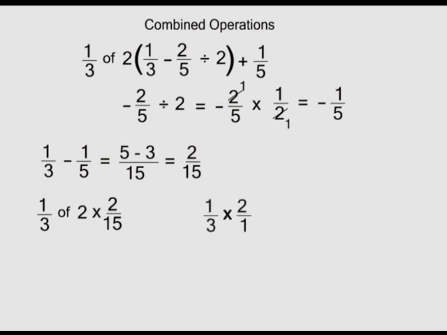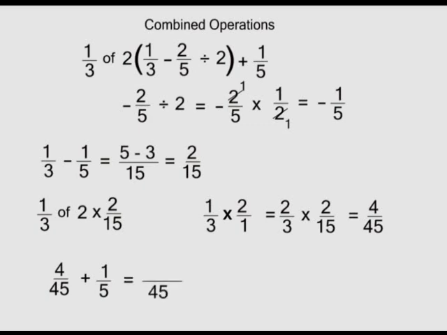1 over 3 times 2 over 1 is equal to 2 over 3. Then we multiply this by 2 over 15. So 2 over 3 times 2 over 15, there's nothing to cancel and we get 4 over 45. We add this to 1 over 5. So 4 over 45 plus 1 over 5. LCM of 45 and 5 is 45. 45 into 45 once times 4 is 4. 45 divided by 5 is 9 times 1 is 9. 4 plus 9 is 13 over 45.